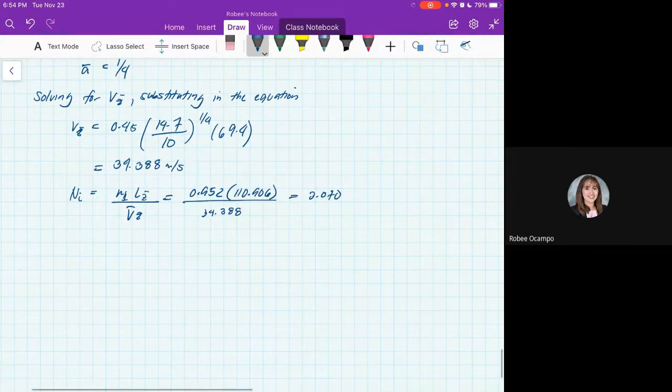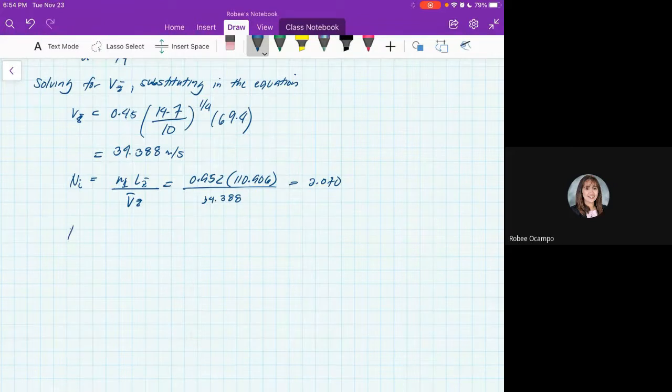Now, we can now compute for the value of our Rn. Okay, our Rn will be 7.47 times, of course, the value of Ni, which is 3.07 over 1 plus 0.3 times 3.07 raised to 5 over 3. So, how much is this?